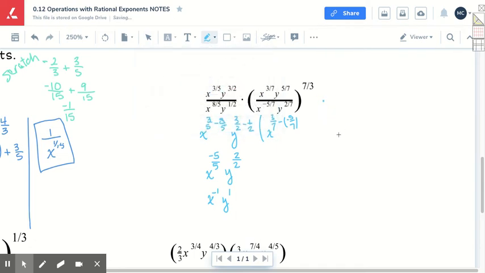Okay, here we go. All right, so now I'm going to do the same with the y's. So I've got 5/7 minus 2/7. And then I've got that 7/3 power on the outside. I'll continue simplifying here. So 3/7 minus a negative 5/7 would be like 3 plus 5. So that would be 8/7.